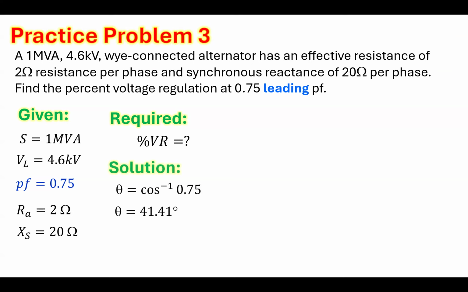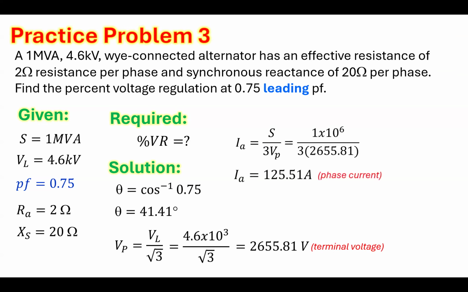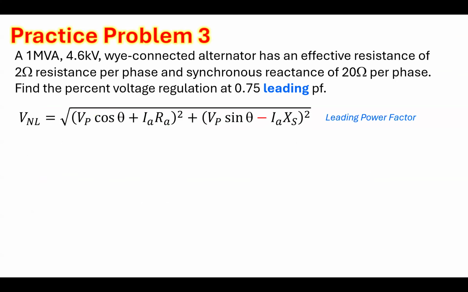So again, we compute for the angle theta. That will give us 41.41 degrees. Next is compute for the phase voltage. This will give us 2,655.81 volts as our terminal voltage. Then again, solving for our phase current. So that is apparent power all over 3 multiplied by the phase voltage. And this will give us 125.51 ampere. So that is phase current.